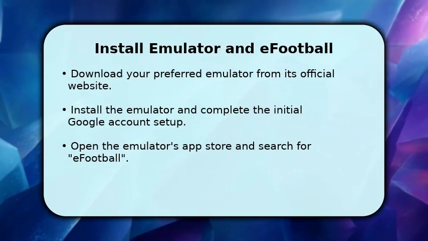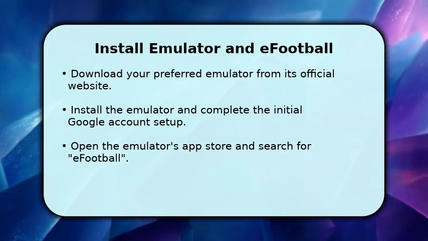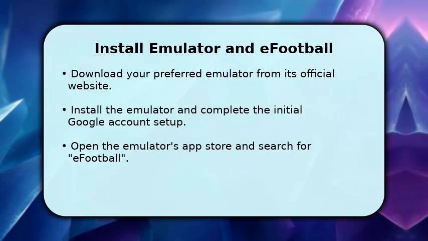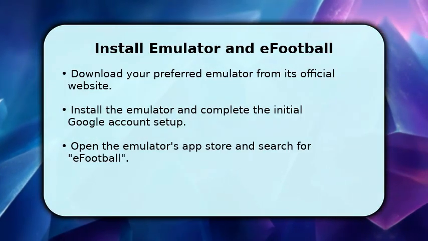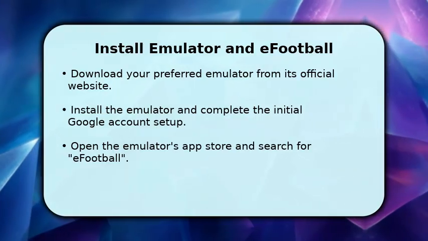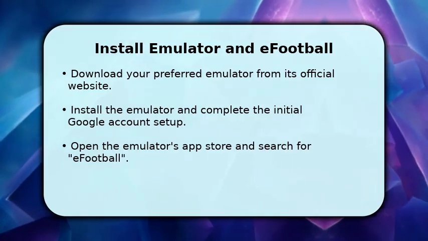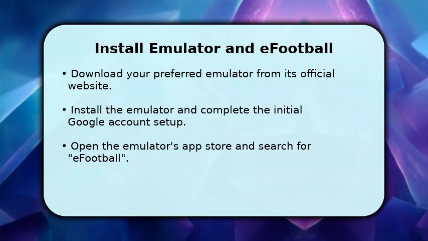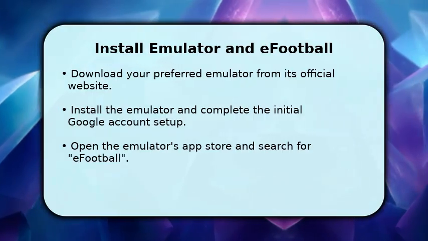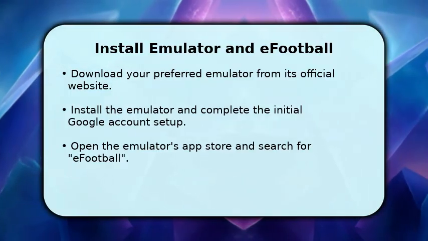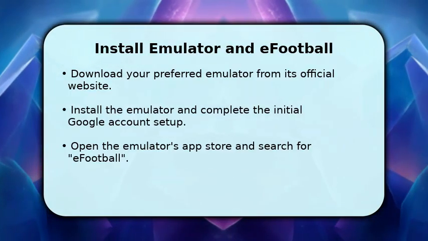First, download your chosen emulator, such as BlueStacks or LD Player, directly from its official website. Once downloaded, install it on your computer and follow the on-screen prompts to complete the initial setup, including logging in with your Google account. Next, navigate to the emulator's built-in App Store, search for eFootball, and then install the game. This process is very similar to installing an application on a mobile device.